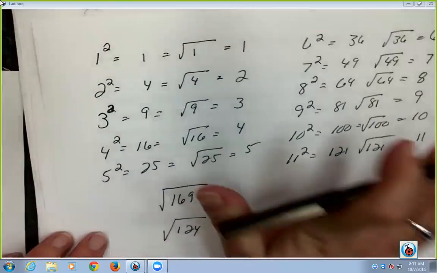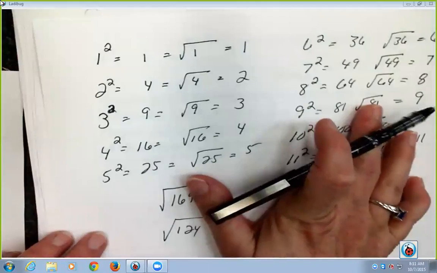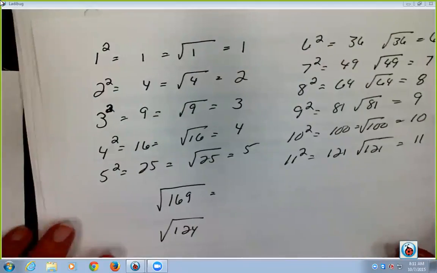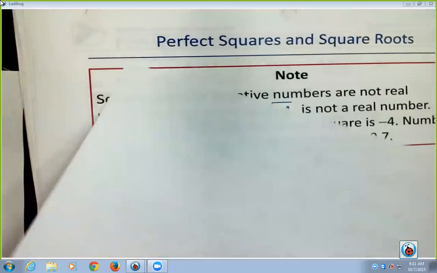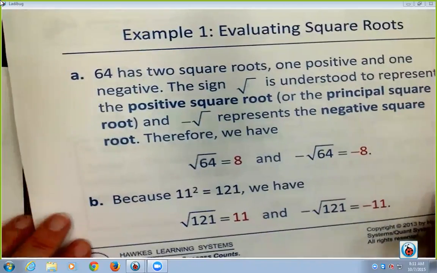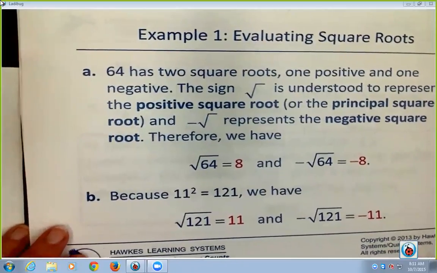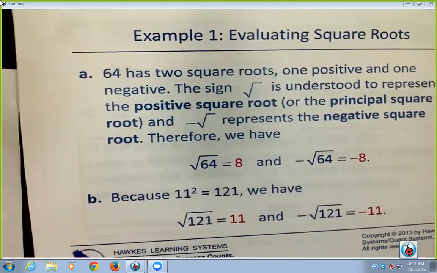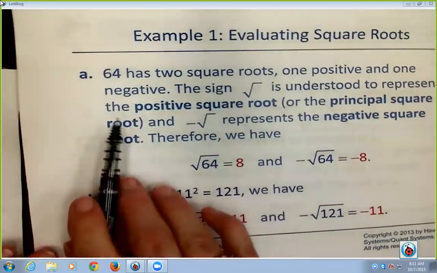So again, keep in mind, these are all of your perfect squares that you're probably going to run across. They don't have a tendency to get into too much more than those. Square roots, evaluating them. And it says 64 has 2 square roots, one positive and one negative.